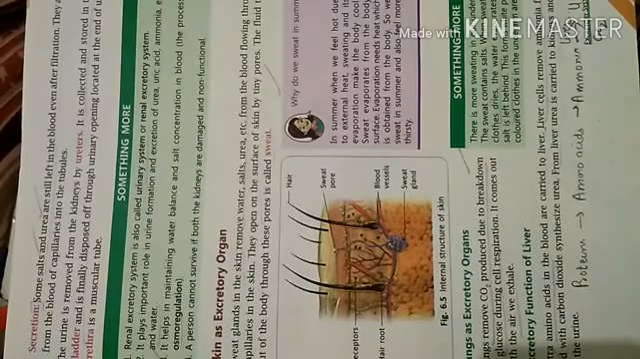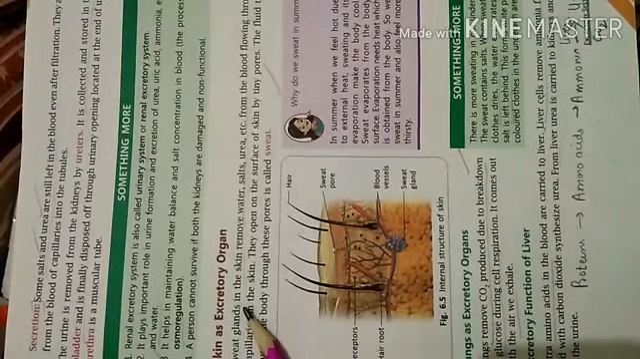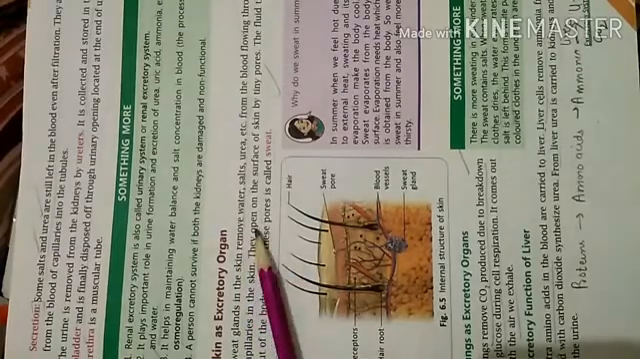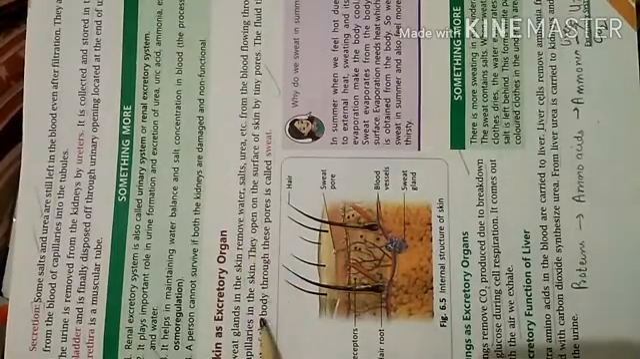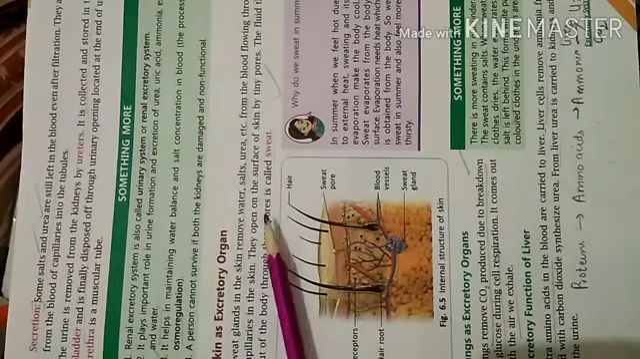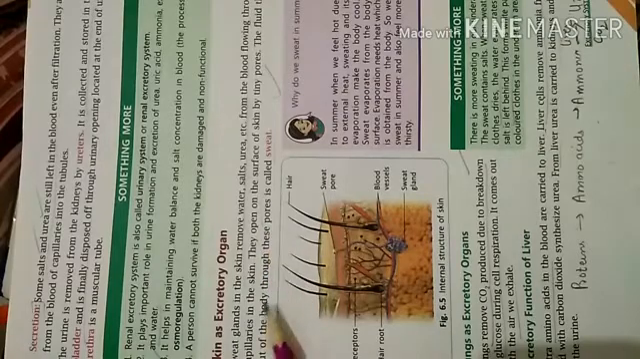So let us start with the skin as an excretory organ. The sweat glands in the skin remove salt, water, and urea from the blood flowing through blood capillaries in the skin. They open on the surface of the skin by tiny pores. The fluid that comes out of the body through these pores is known as sweat.